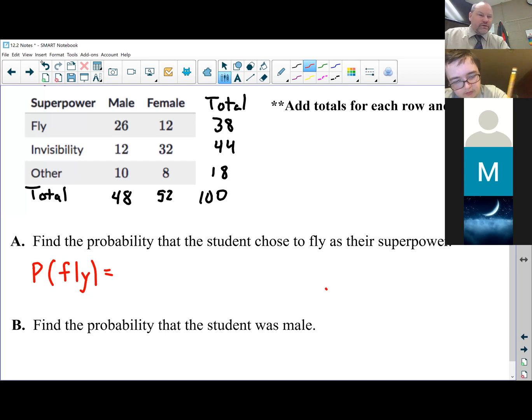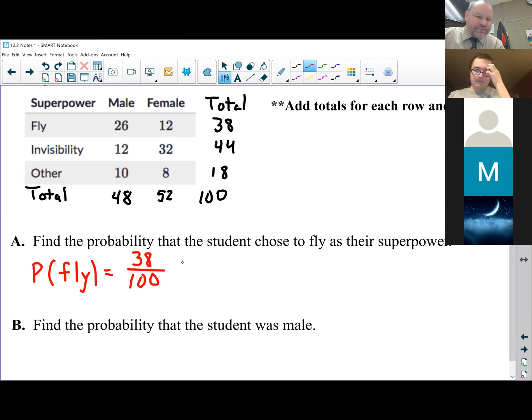What is our total number of students? 100. Of those 100, how many would want flying as their superpower? 38. This one would actually be pretty easy to write as a decimal or as a percent because it's already out of 100. So as a decimal, 0.38, as a percentage, 38%.